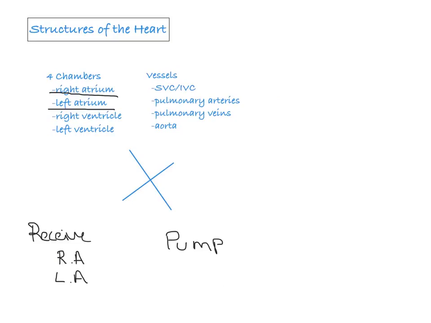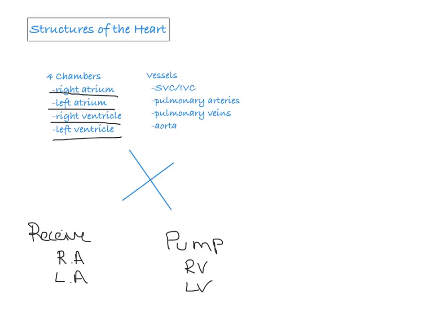Now, the next pair of chambers are going to be pump chambers. They're going to have a thicker muscular wall than what you see in the right and left atrium. And so these pumping chambers are going to be the right ventricle and the left ventricle. So again, I'll put them underneath pump, and I put the right ventricle and the left ventricle. They are pumping chambers. You'll see in a second how thick their muscular wall is.